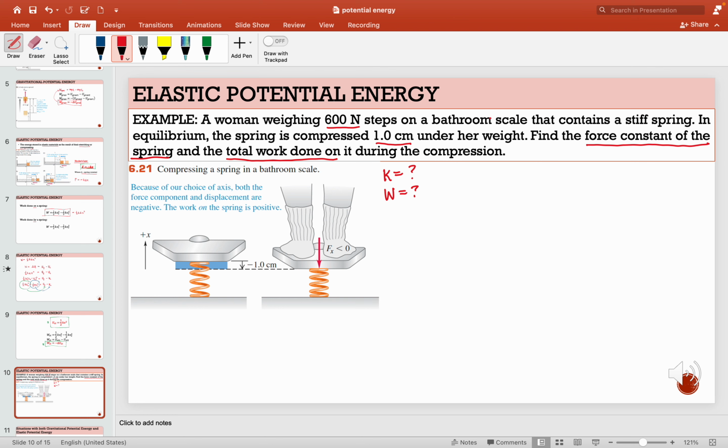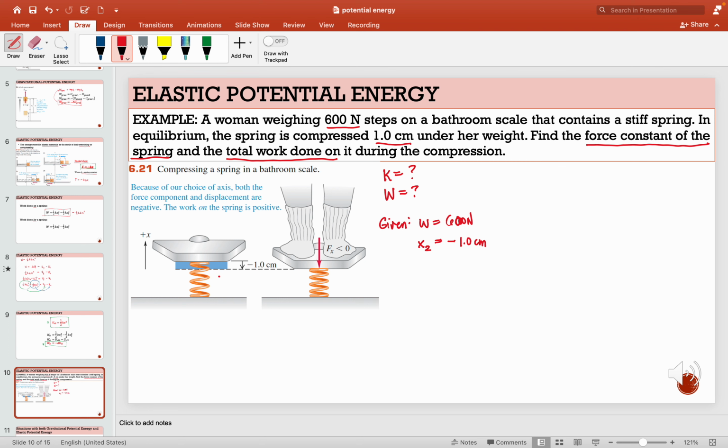Now, to solve for the spring constant, the given values are only the weight of the woman, which is 600 newtons, and also x, our final position after the woman steps on the bathroom scale. So this is our x sub 2, which is negative 1 centimeter.